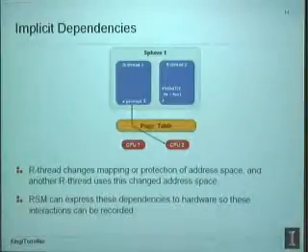Our solution is similar to the previous solution, where we use the underlying hardware to track these dependencies for us. The operating system has to know about these types of address space manipulations, and it expresses this implicit dependency to the hardware explicitly. That way the hardware can make sure that it can track any of these types of interactions.